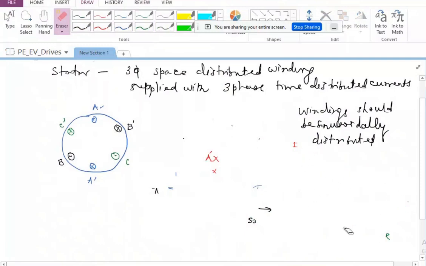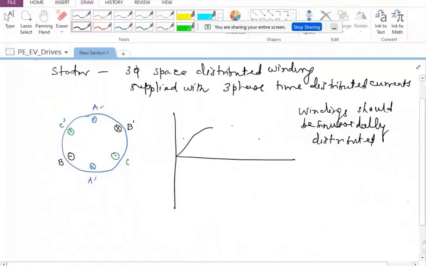So what we have got here is a stator, which is common to either an induction machine or a synchronous machine. And these three phases are going to be fed with three-phase time distributed current. So this is one phase. This is going to be the second phase, what I'm going to draw. And I'm going to have the third phase going somewhat like this. So this is the way it is going to be.